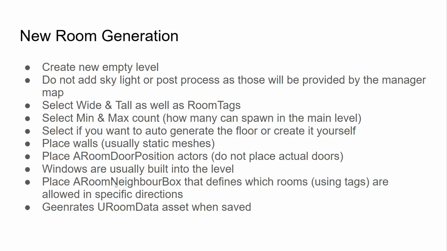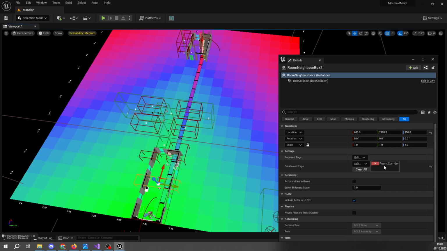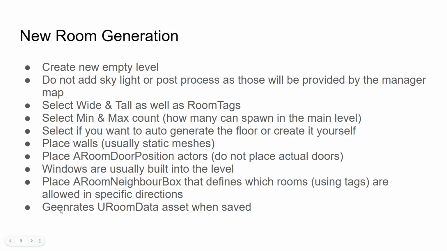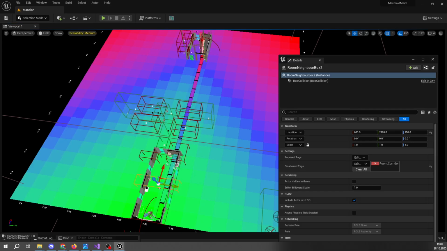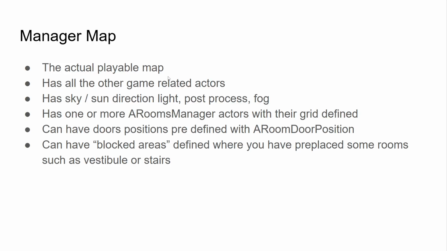Place room neighbor boxes. So the rooms can have these neighborhood boxes that define disallowed tags and required tags built into them, and then it will save that into the room data as well. And then I noticed this one before, but I forgot to fix it. Misspelling. Generates room data asset when saved. So yeah, it will generate those assets in the room data folder that the room manager will then load when it will try to run the game. The actual playable map.